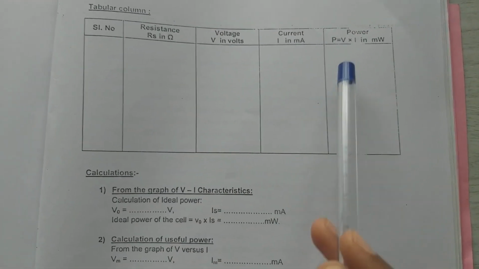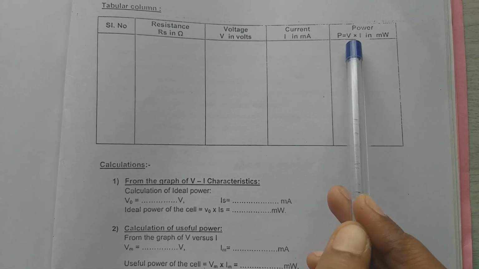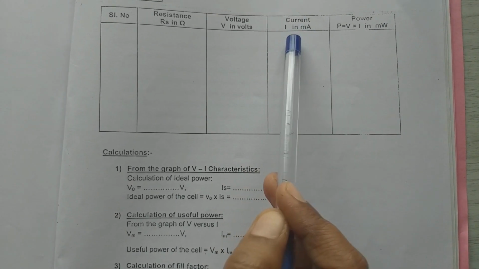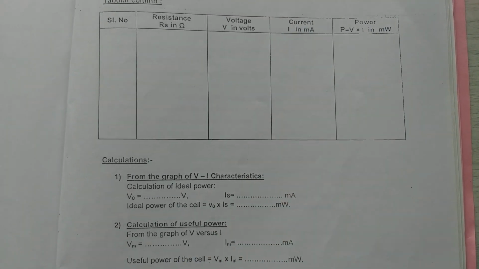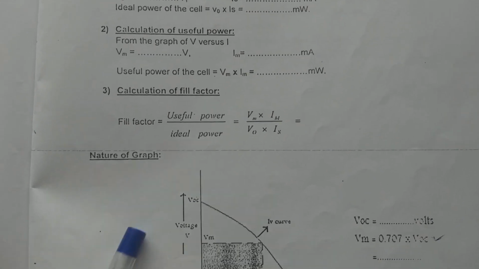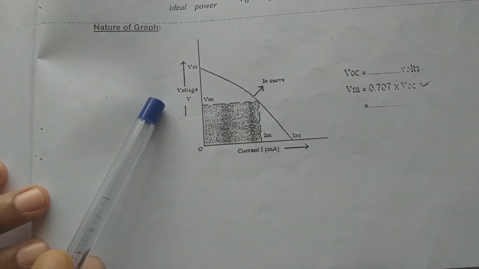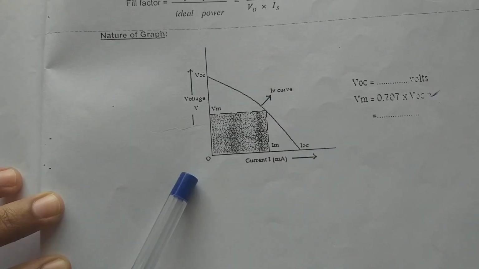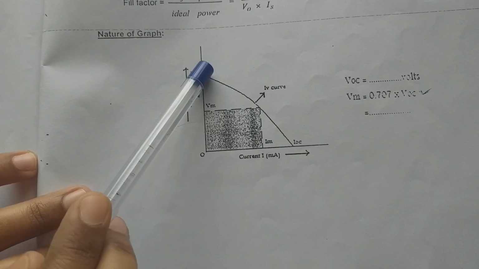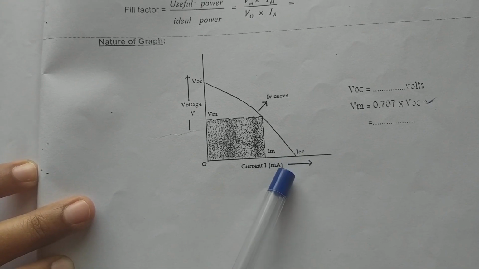From this, calculate power, that is P is equal to V into I in milliwatt. Here we have to note down the current in milliampere. Next, plot the graph of voltage versus I. This is the nature of the graph. Here the maximum value represents the V0 value and this represents the I0 value.